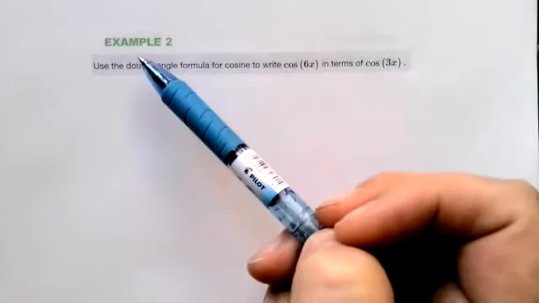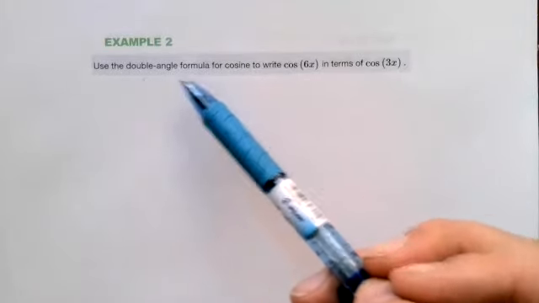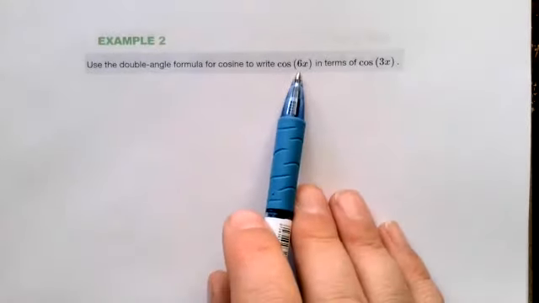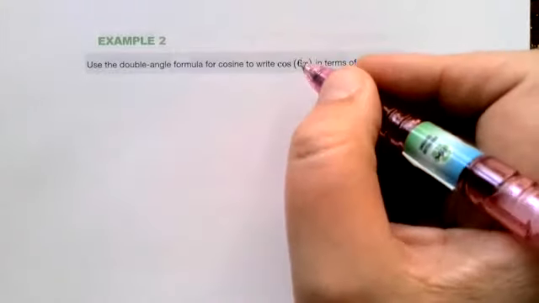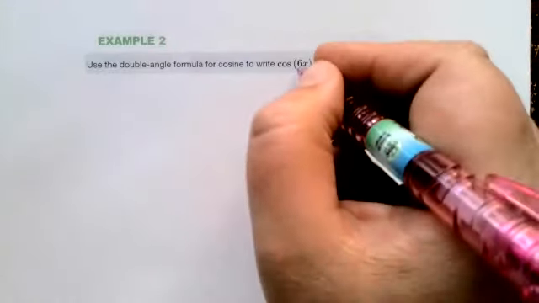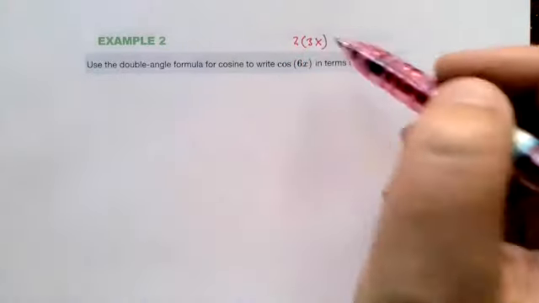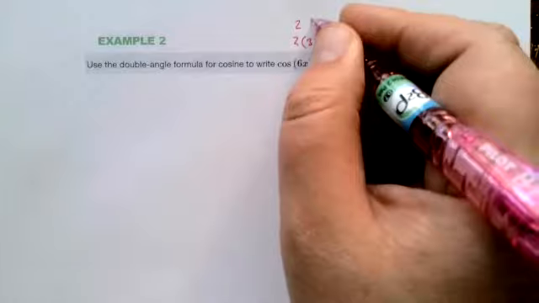In this video, we're going to go over some examples using the double angle formulas. So the first example is actually example number 2, the first example for this video. Use the double angle formula for cosine to write cosine of 6x in terms of cosine 3x. Well, I hope that you guys notice that 6x is actually 2 times 3x. So we can substitute, this is our theta, 3x is our theta.